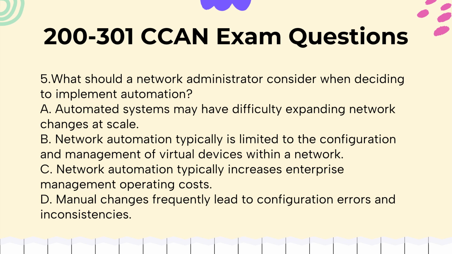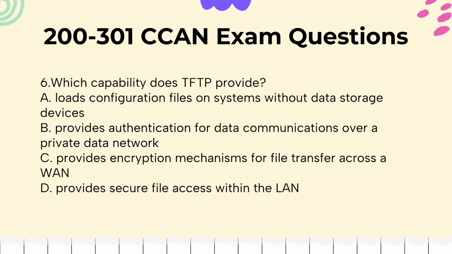D. Manual changes are prone to errors and inconsistencies due to human error, differing levels of expertise among administrators, and lack of standardized processes. Network automation helps mitigate these risks by providing consistent configurations, reducing human error, and streamlining repetitive tasks. 6. Which capability does TFTP provide?